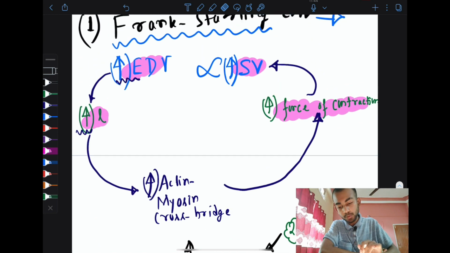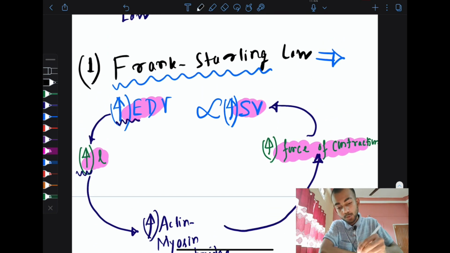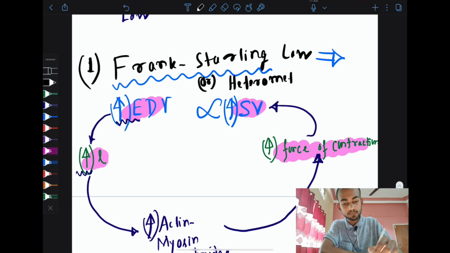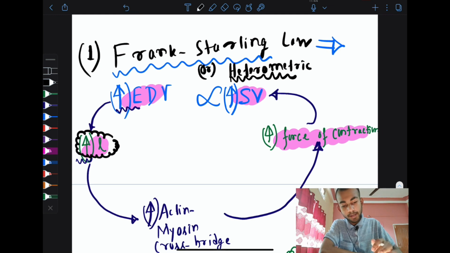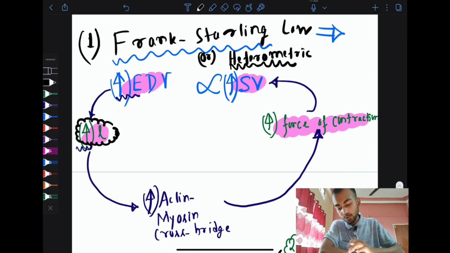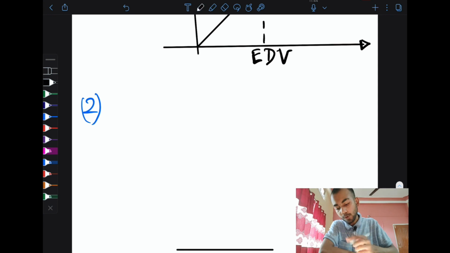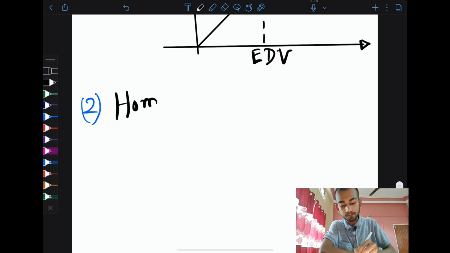Now let us move on to the homometric regulation, right? So before proceeding, let me say why this is known as heterometric regulation. This is known as heterometric regulation because the length of the muscle fiber is not constant here. We are seeing that the length of the muscle fiber is increasing, right? So this is why it is known as the heterometric regulation. Now let us move on to the next point, that is the homometric regulation.